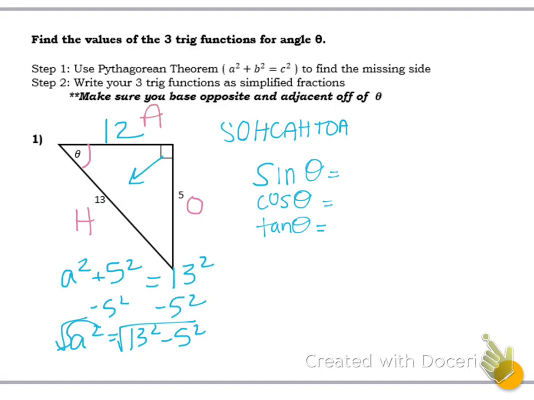So sine is O then H. My O stands for 5, and then my H stands for 13. If you can simplify your fractions, do it. There should be no decimals. If there's a square root on the bottom, you can type it in your calculator and have it simplify it for you, but you cannot have square roots in the bottom. Okay, cosine is A then H, so A stands for 12, and my H stands for 13. Tangent is O then A, right in there, so I got my O, which is 5, and my A, which is 12.